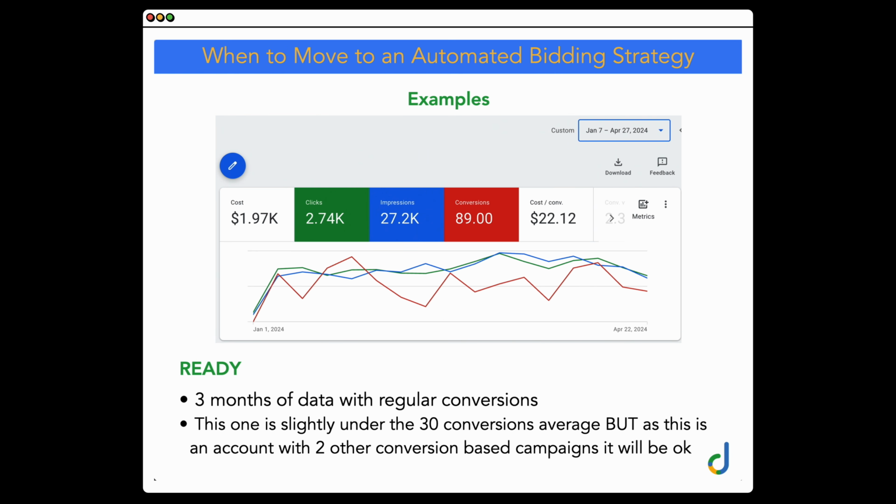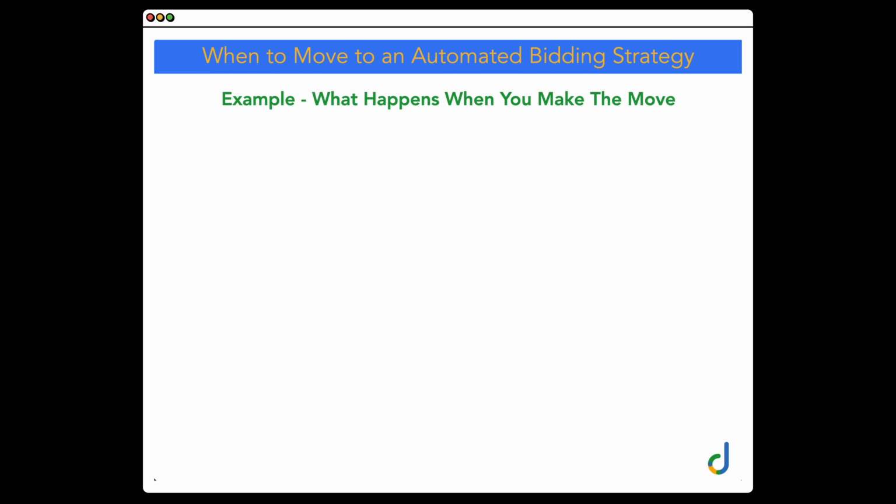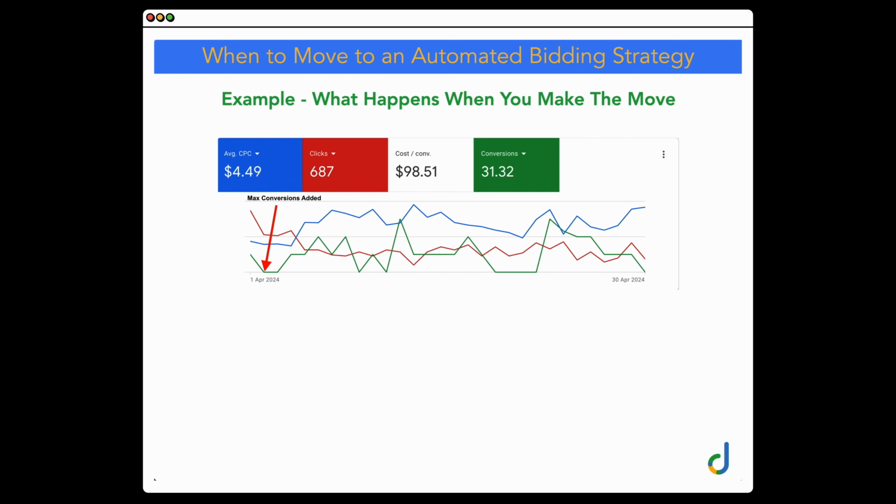But the reason why this one was ready is because this campaign was inside of an account which had 2 other conversion-based campaigns. So we deemed that this one was more than okay to switch over to a Maximise conversion bidding strategy. And what I want to show you here is what happens when you actually do make the move over to an automated bidding strategy. This is when we added in the Maximise conversions bidding strategy.